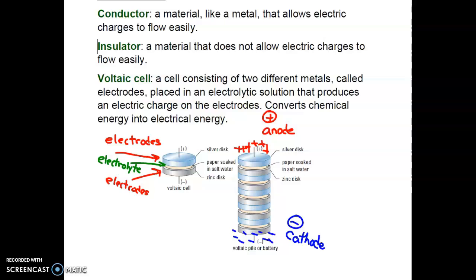The two ends of the pile have different names. The top is called the anode, which is positive. The anode is where the electricity moves into, and the bottom is called the cathode and is negative. The cathode is where the electricity flows out of.